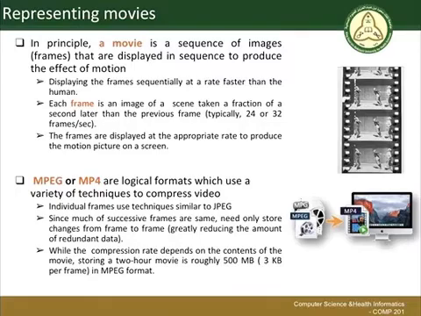Again, the frames are displayed at the appropriate rate to produce the motion picture on a screen. So the number of frames taken per second is appropriate to produce the motion that we want on the screen. The most common formats for movies are MPG or MP4, which use a variety of techniques to compress a video.